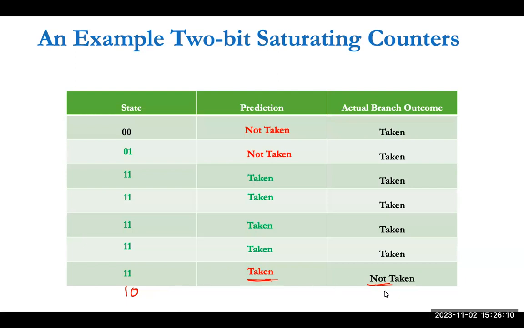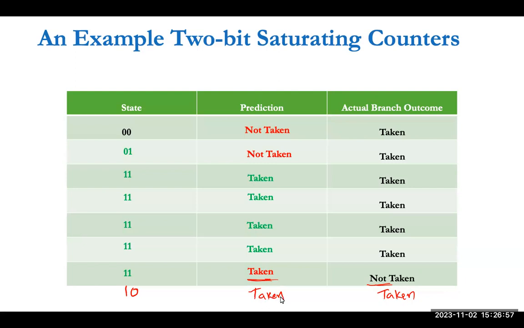Okay. And after that, suppose the actual outcome is taken, then what will be the prediction? No, the prediction will be using the previous state, which was only one wrong. So it assumes that in future also it will be taken. So the prediction will be taken only.